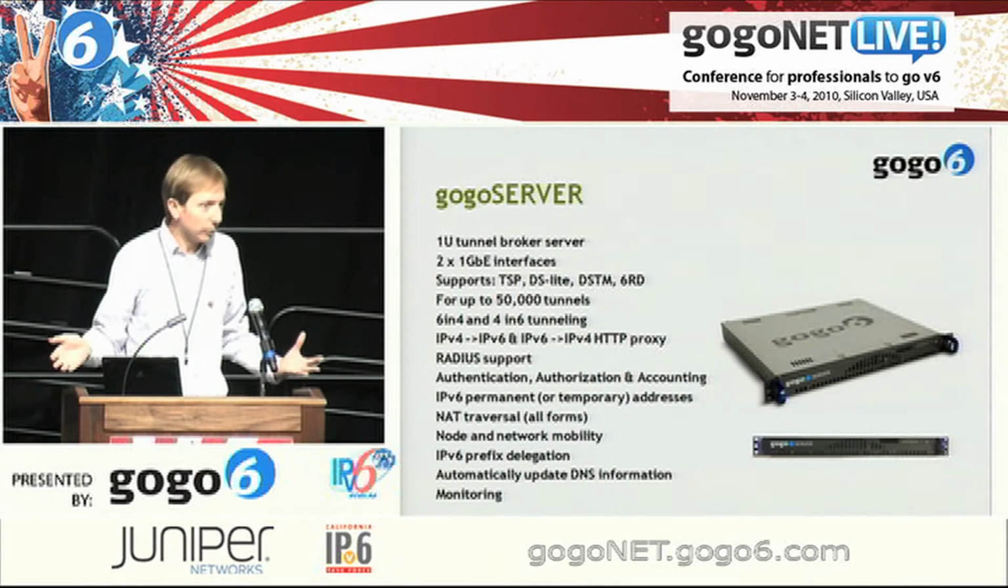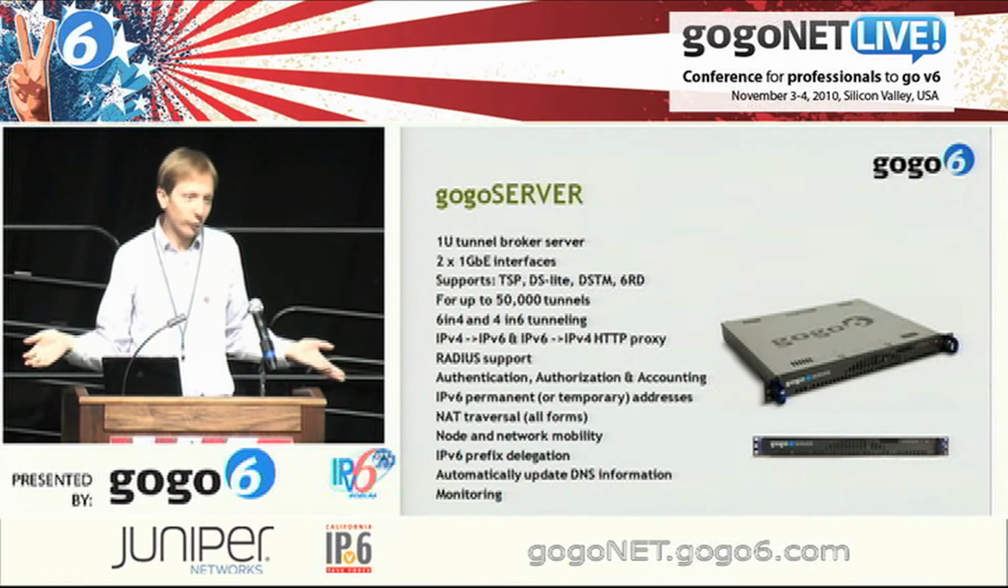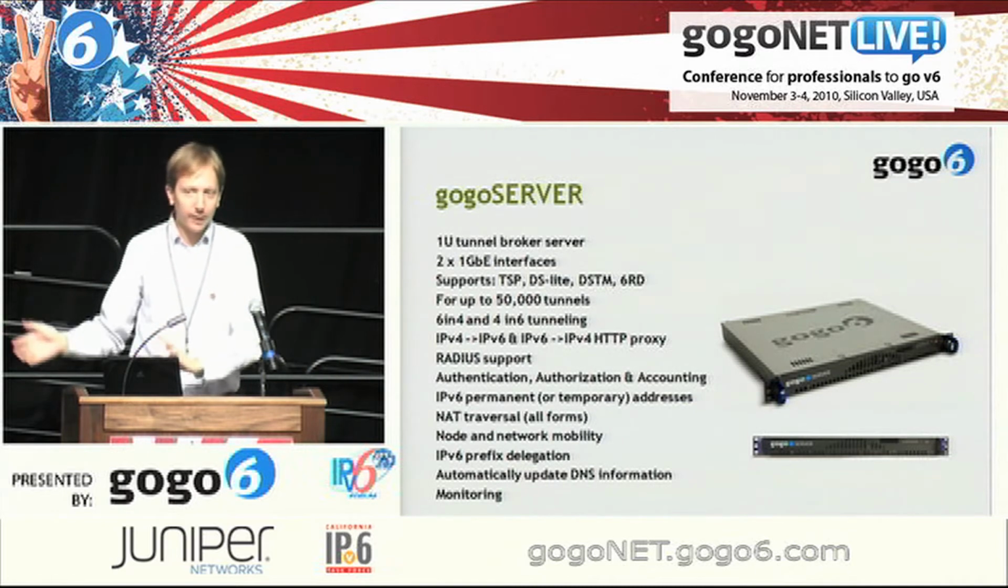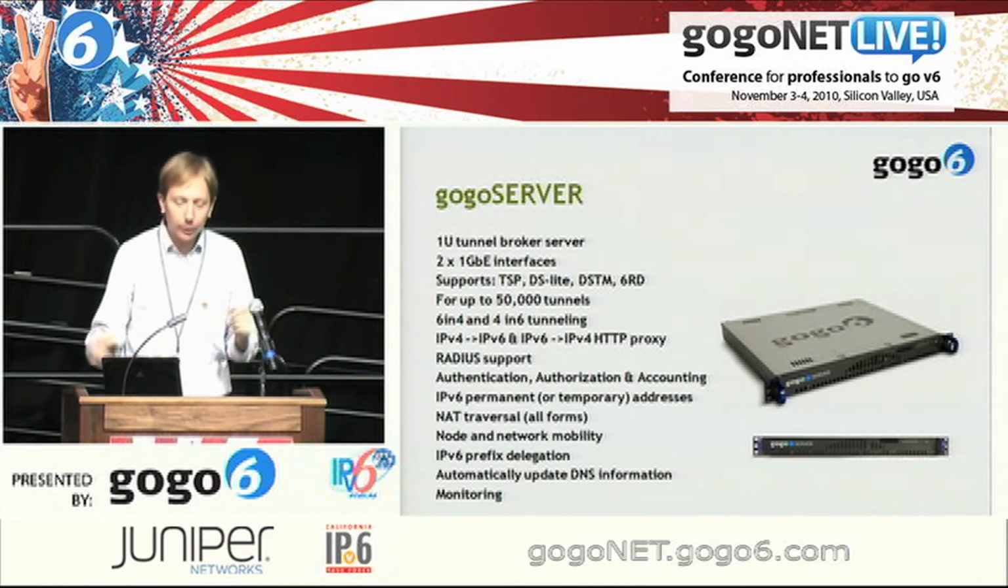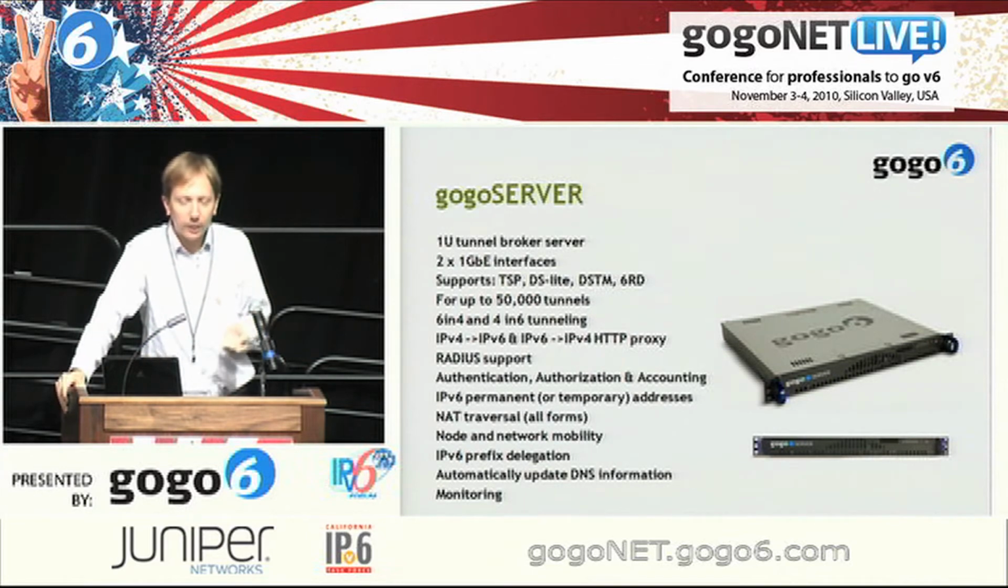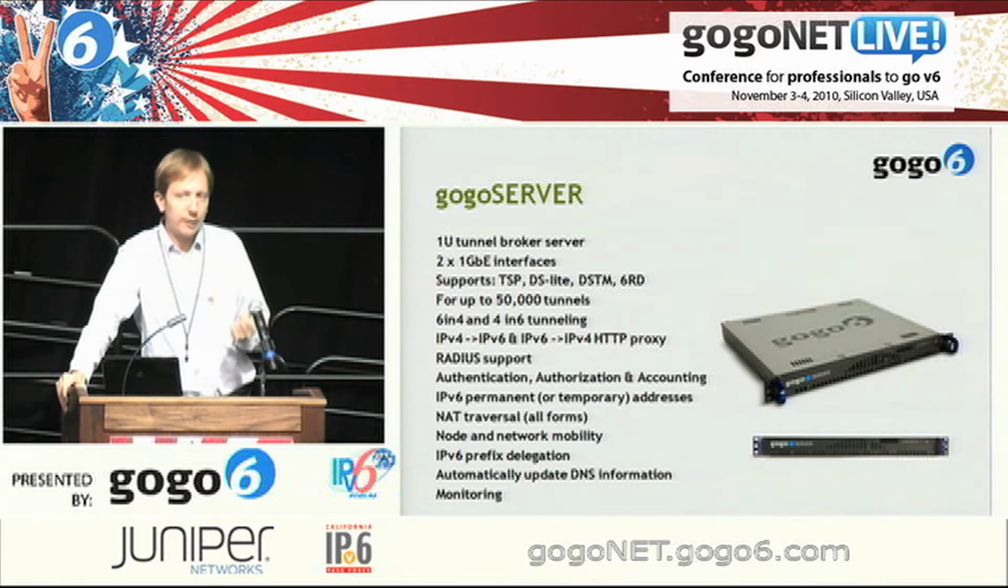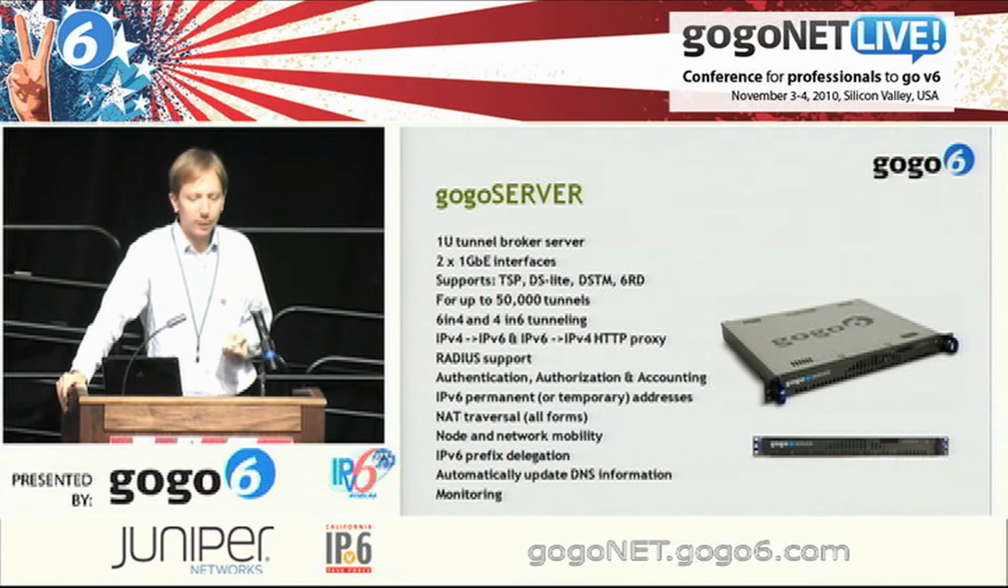To make all this work, though, you need the server end of it. We've been talking a lot about the client. The client, great, we need the client, but we also need the server end. And we do the server end as well. So the Gogo server is a tunnel server for terminating all types of tunnels, more or less. We have the TSP for V6 over V4. We have DS Lite and DSTM for IPv4 over IPv6. And we have 6RD for the case of IPv6 over IPv4 when you have a public IP available.